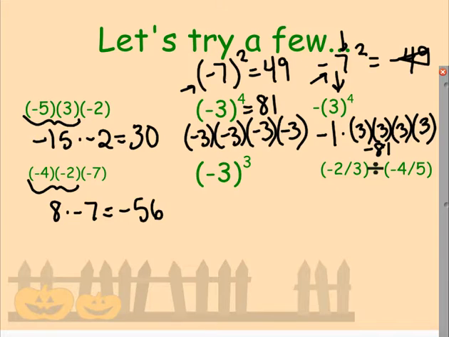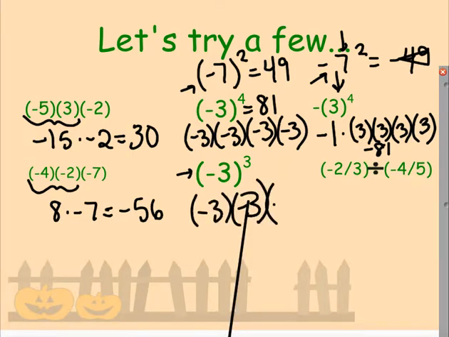Okay, let's look at our (-3) to the third. Well, that is -3, -3, and -3. Two negatives make a +9, times a -3. Different signs give us a -27.